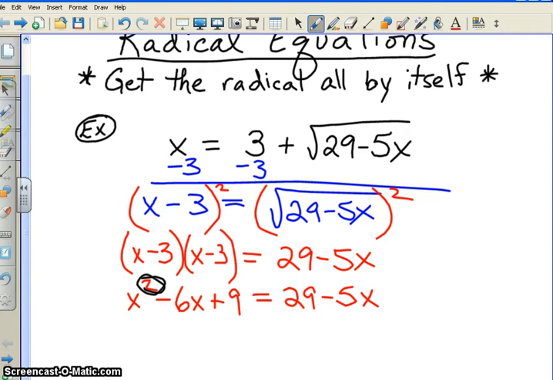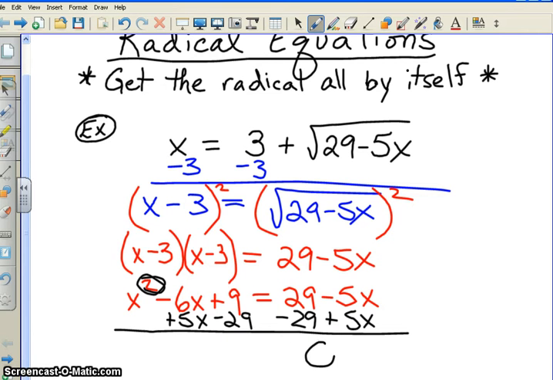And again, we've got ourselves a quadratic equation, so we're going to have to make this equal to 0 by adding 5x to both sides and subtracting 29 from both sides. That'll give us our equals 0. And on the left, x squared, negative 6x plus 5x is negative 1x. And 9 and negative 29 is negative 20.